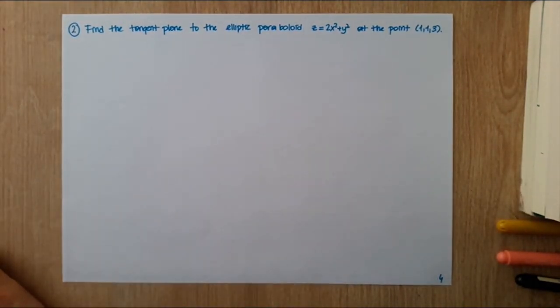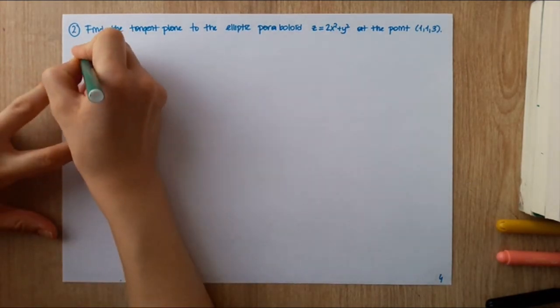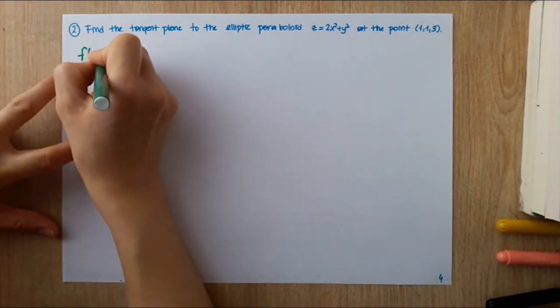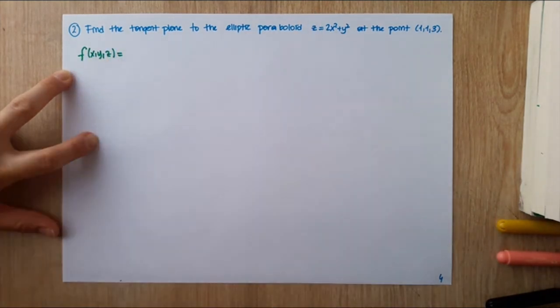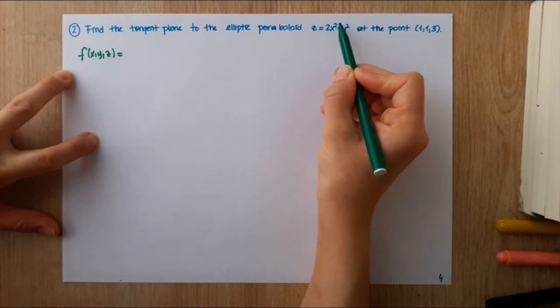Now we want to find the tangent plane to the elliptic paraboloid z equals 2x squared plus y squared at the point (1, 1, 3). Okay, we will follow the same steps. To do this, first of all, I need to obtain the gradient vector. But the first step here is defining a function which gives our surface. To do this, I will take z to this side this time.